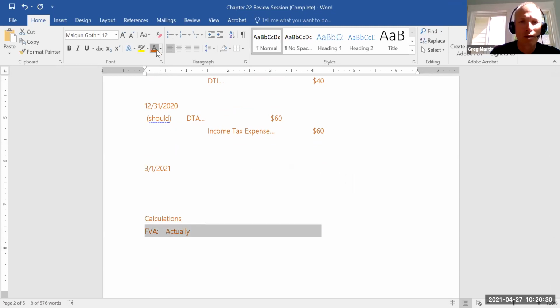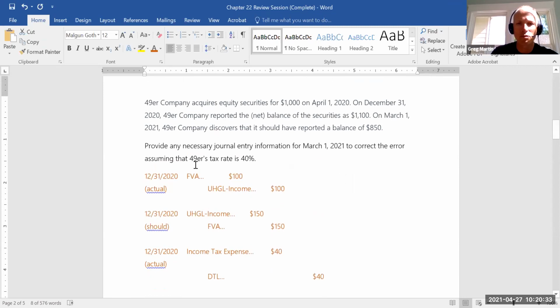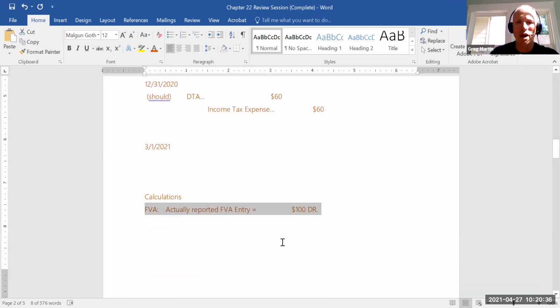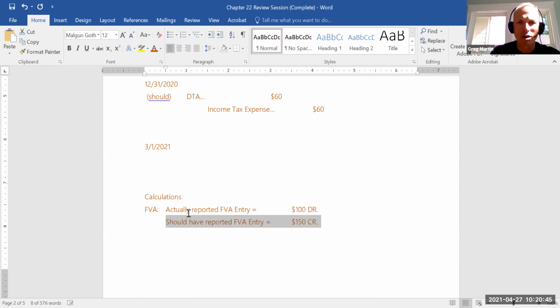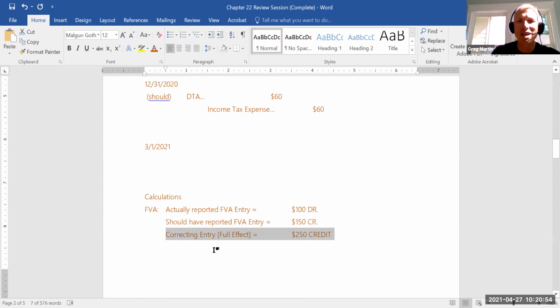Here we go. So back to what we did before, we're taking this information and putting it into a way to distill it. What we actually reported for the fair value adjustment entry was a $100 debit. That's what we actually did. We should have reported a $150 credit. Again, that's what we should have done. Taking all that information, that means there is a correcting entry. We need to go from a $100 debit to a $150 credit. The only way we can do that is through a $250 credit to our fair value adjustment account. That is the full effect. The asset has the full effect of this mistake.